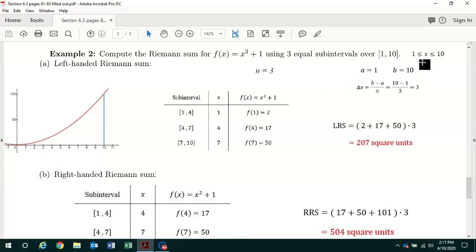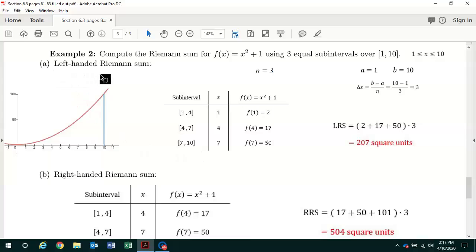All right, so we're starting at x equals 1, and the width of each rectangle is 3 units. So the base of the first rectangle goes from 1 to 4, and then we add 3 to 4 and we get 7. The second rectangle goes from 4 to 7, and then we add 3 to 7 and get 10, so the third rectangle goes from 7 to 10.